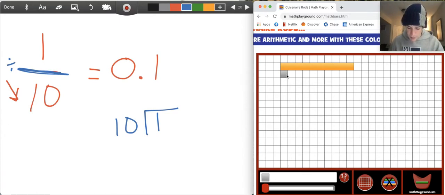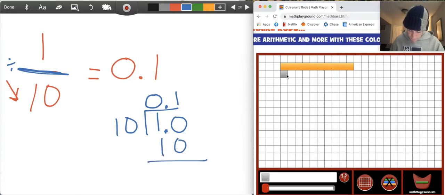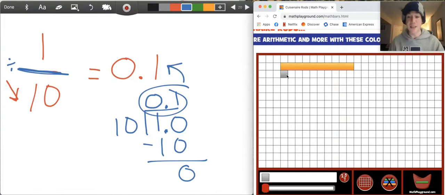So what I'm going to do is say 1 divided by 10. If I add a decimal and a 0 here, it's still equivalent to 1. And then I'm just going to divide like normal. So I'm going to say how many groups of 10 in 1? None. How many groups of 10 in 10? 1. 1 times 10 is 10, and I get a 0. And notice we have the same thing.